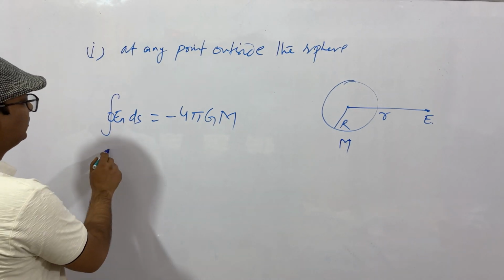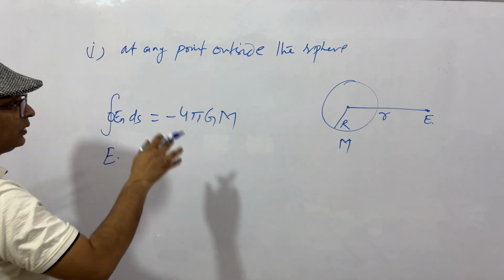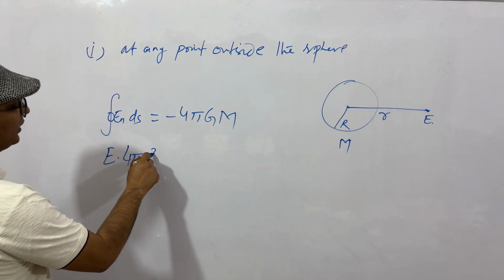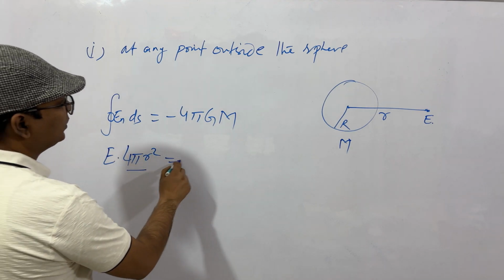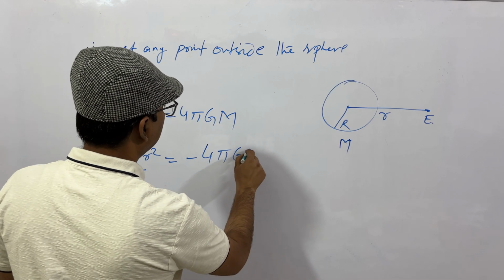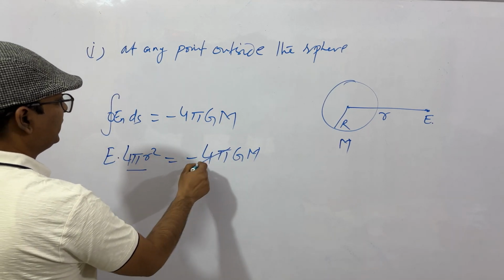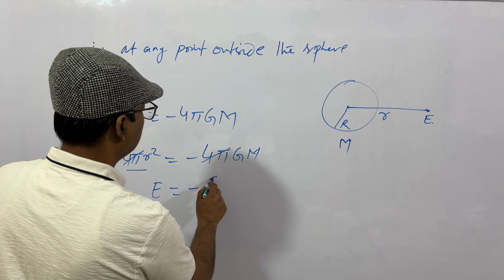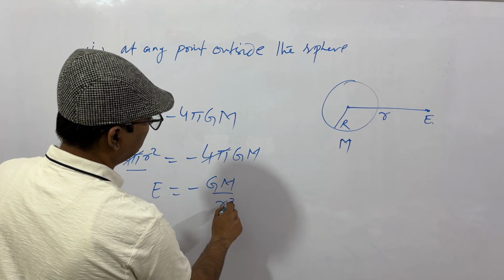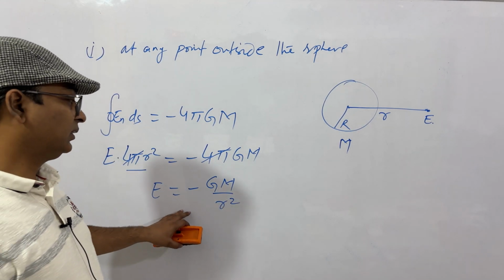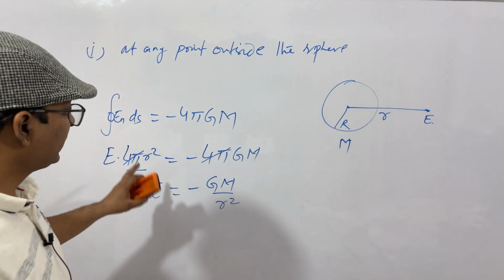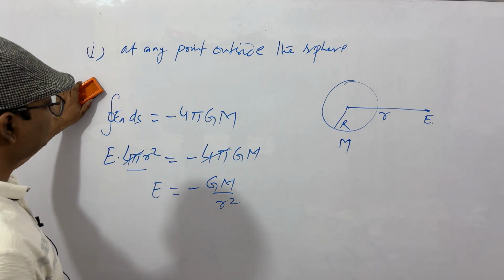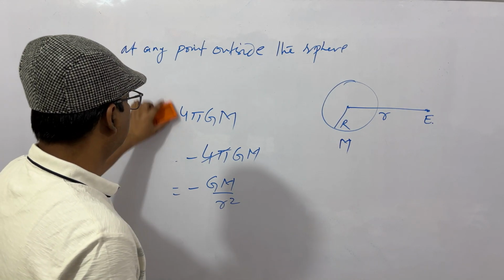What is this? This will be E into the surface area. What is the surface area of the sphere? It is 4 pi r square. This is the surface area of the sphere. So this is equal to minus 4 pi gm. Now 4 pi cancels. So E is equal to what you have? Minus gm by r square. This expression, this deduction we have seen earlier also. So this E is minus gm by r square. Okay, clear?